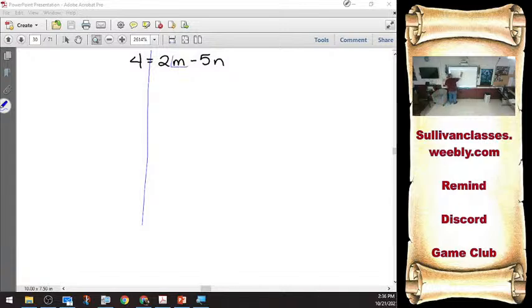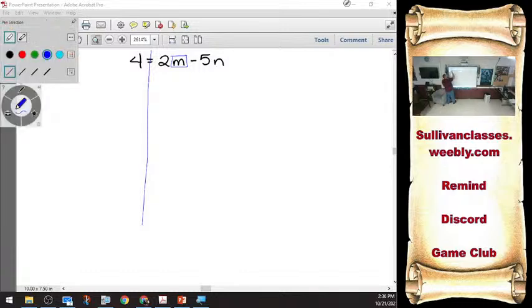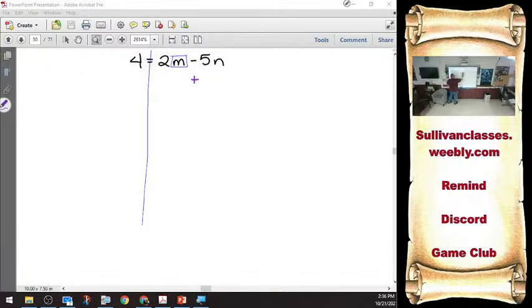Okay, I want that by itself. Who's got to go away? Everything else. Okay, so it'd probably be better if I added the 5n first. You see how that dividing line forces me to do it on both sides? Show that this zeroes out. I have 2m equal to, are those like terms? No. So you just got to write them.